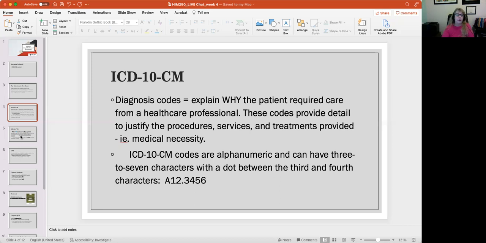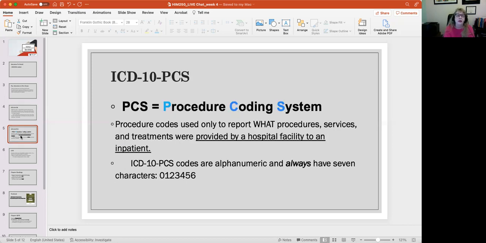Okay. All right. Also on this test, because it's an inpatient test, ICD-10-PCS, procedure coding system. These are procedure codes that are used only to report what procedures, services, and treatments were provided by a hospital to an inpatient. Only a patient that has been admitted into a hospital. Not the emergency room, because the emergency room is technically an outpatient facility. Right?